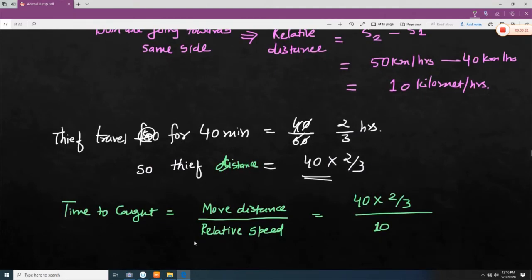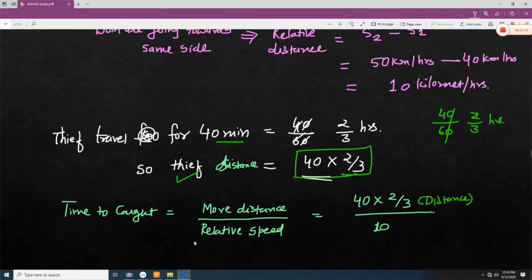The thief has traveled for 40 minutes. 40 minutes means 40 divided by 60, so it is 2/3 hours. And he is running at 40 kilometers per hour. So 40 into 2/3, this much distance is already covered by the thief. Now the time to catch each other means this much is the distance.